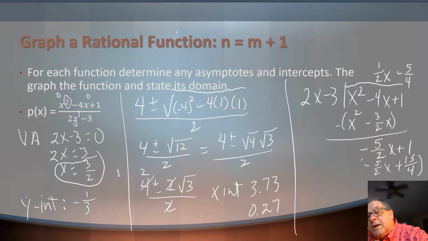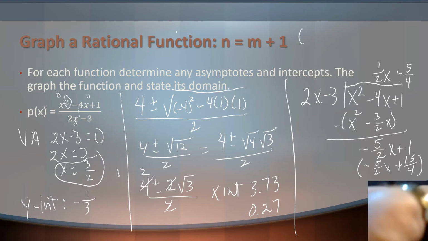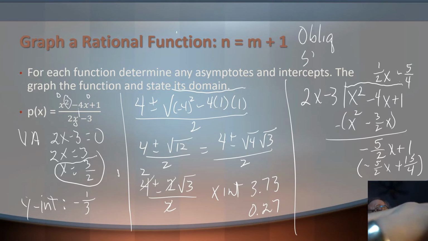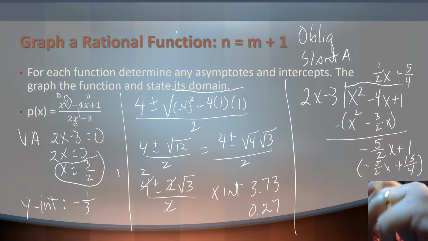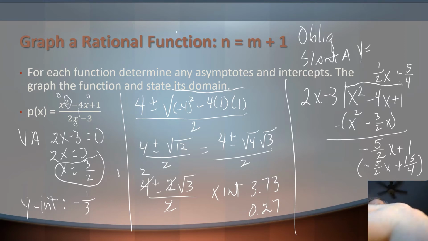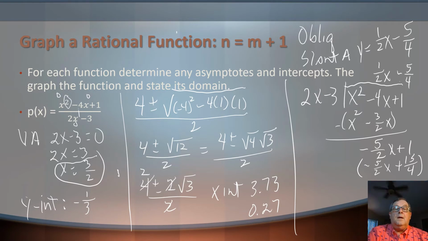But remember, I don't care about the denominator. So I've got then an oblique or a slant asymptote, where y equals 1/2 x minus 5 over 4. All right, well, let's go to the calculator and graph these two things, and then we'll finish up by stating the domain, which we really should know right now.